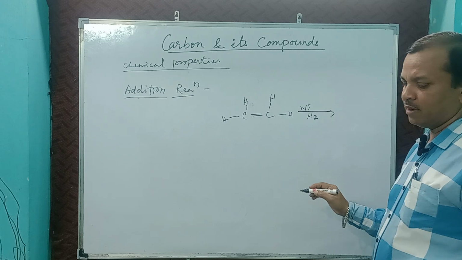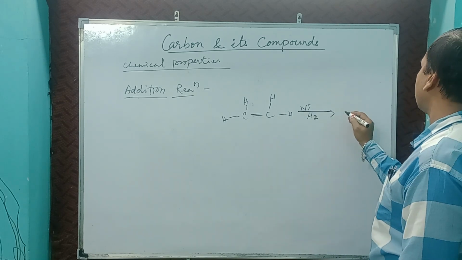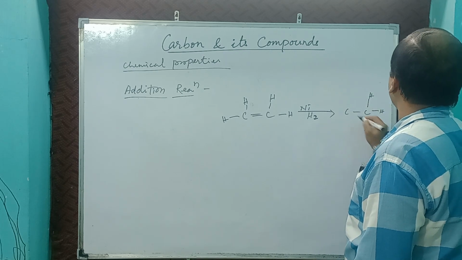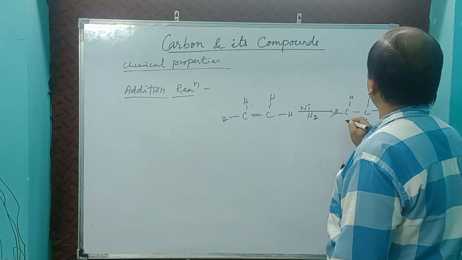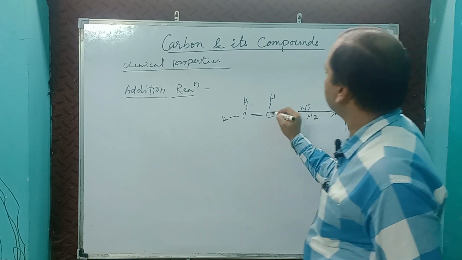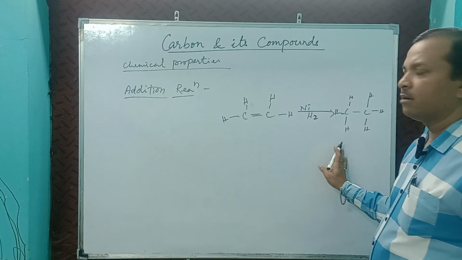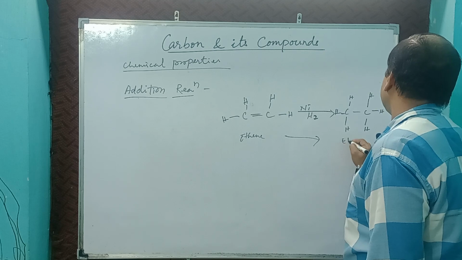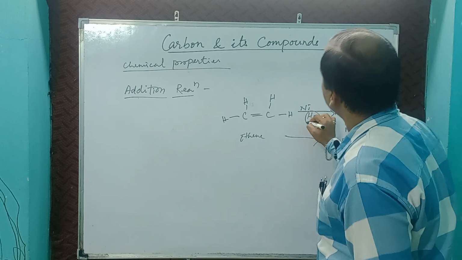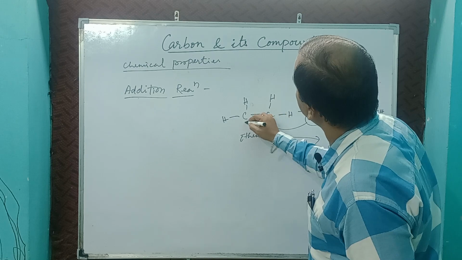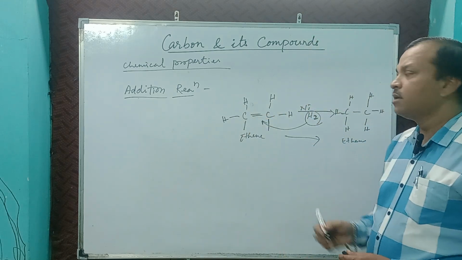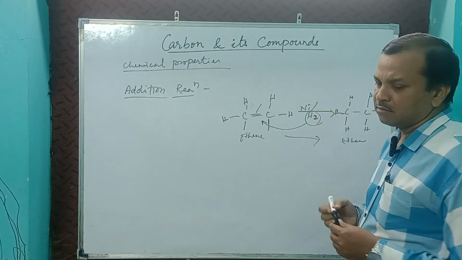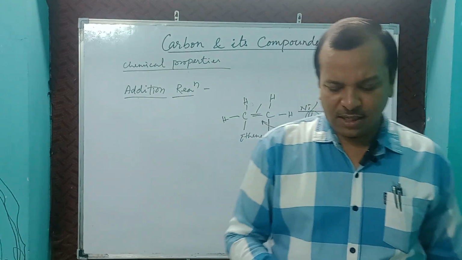Then what will we get? We will get a saturated hydrocarbon, from unsaturated hydrocarbon ethene to ethane. What happens here? This H2 will break, one H will be added here, another H will be added here, and this double bond will break and become a single bond. But nickel has to be present as a catalyst.